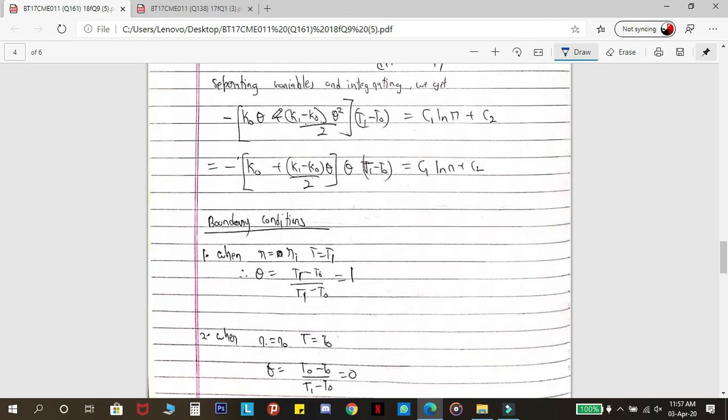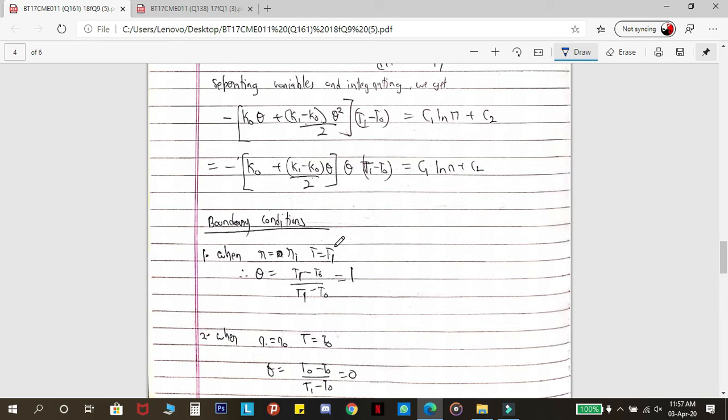And I can take this theta out common over here. So make it k naught plus (k1 minus k naught by 2) theta, into the whole, since I've taken theta out, theta into T1 minus T naught. Now the interesting thing to note over here is, if you simplify this, you will get 2 k naught plus k1 minus k naught. This will be useful later on, not right now.